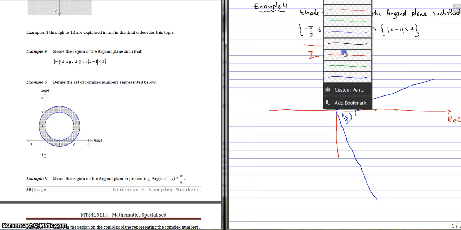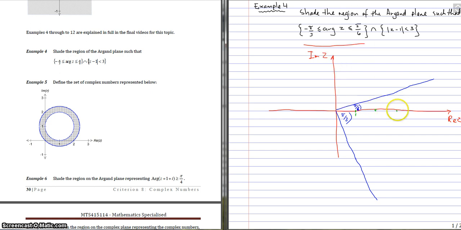Now, 1, 2, 3. Okay, so 3 units, that's our centre there. So 1, 2, 3 units is our radius. So we want to come down here. 1, 2, 3. There. So that's our circle.